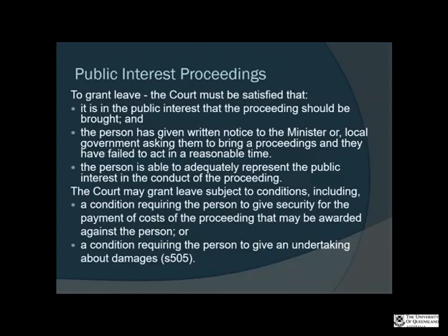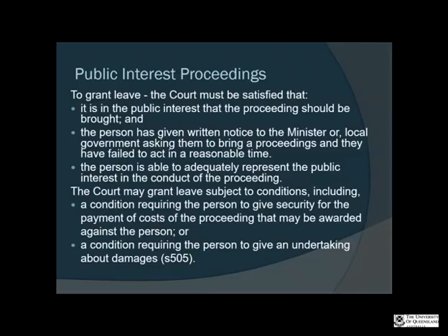So the court has to be satisfied of a number of things. There's 3 dot points up there. Number 1, is it in the public interest that the proceedings should be brought? Secondly, that the person has to have gone to the minister with a written notice or the local government asking them to bring a proceeding, and they failed to do so. Okay, so they have to have requested that someone else take this proceeding first. And also they have to show that they can adequately represent the public interest in the proceedings.